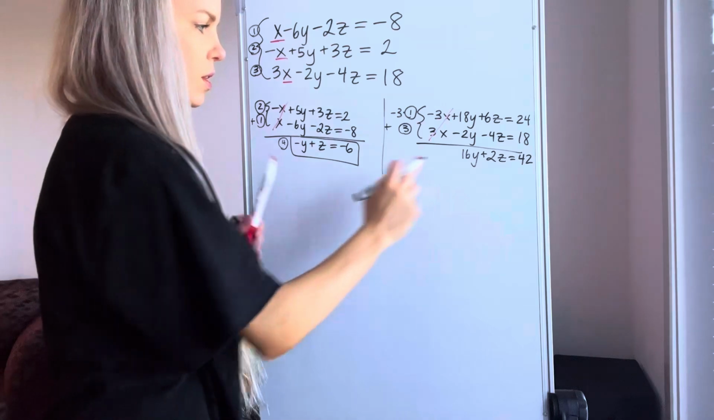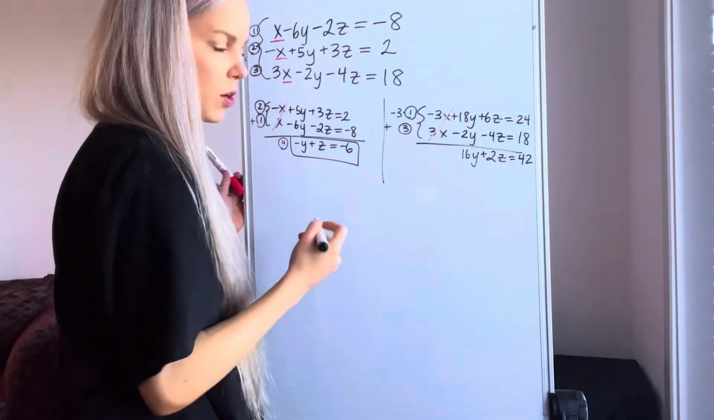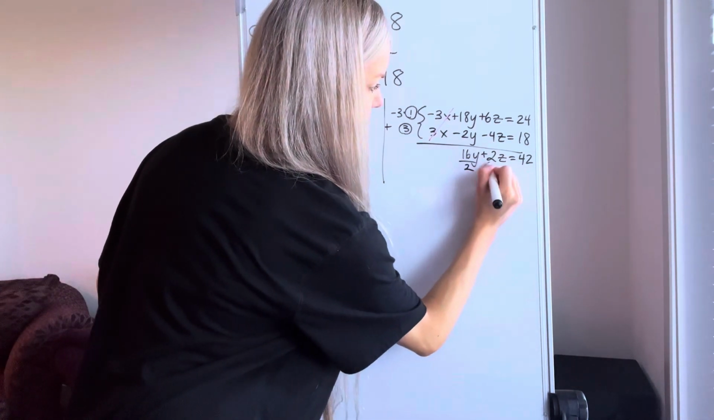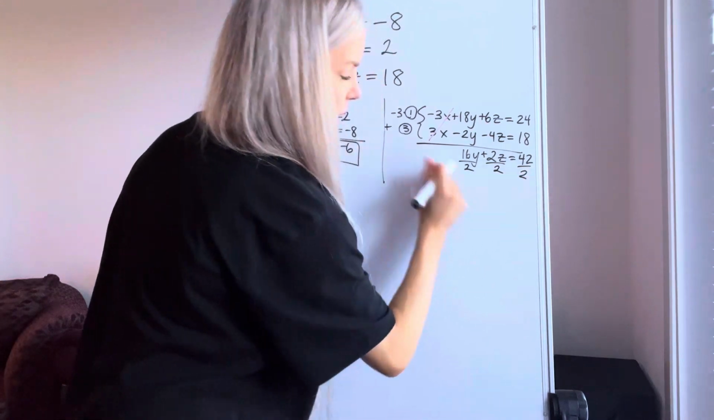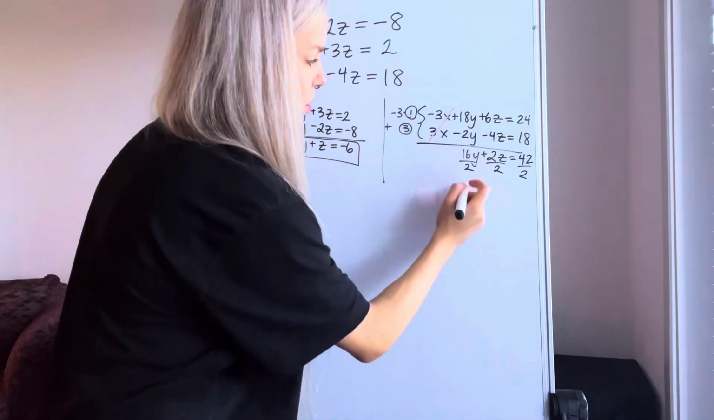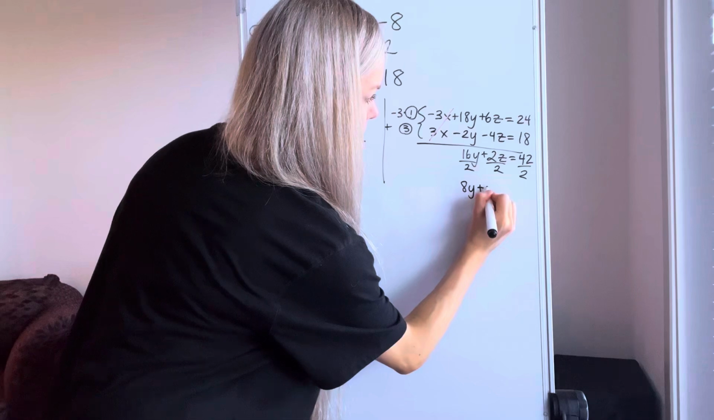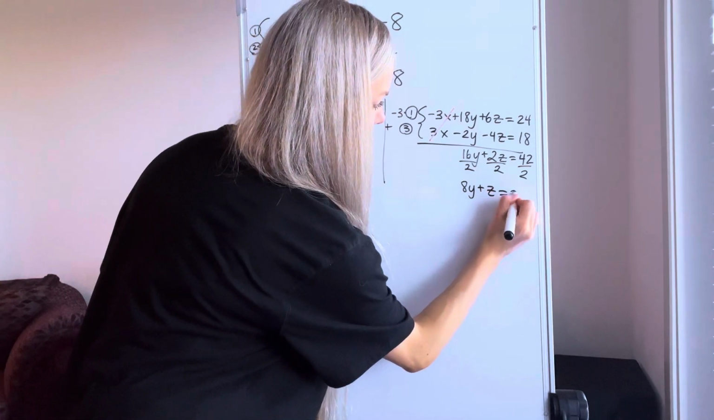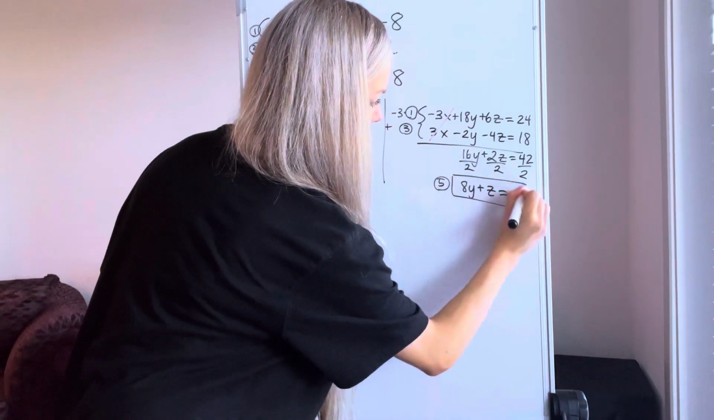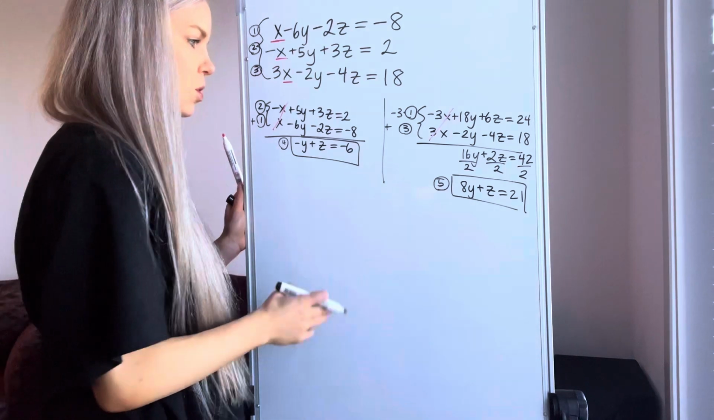Now, when you get to this step, before you commit to your next equation, if you want to scale that equation by a fraction or dividing, you can divide each of these numbers by 2. Anytime I can do that, I try to do that to keep the numbers smaller. So this would simplify to 8y plus z equals 21, and I'm going to call that my equation 5. You don't have to do that step. I just like to keep the numbers small.